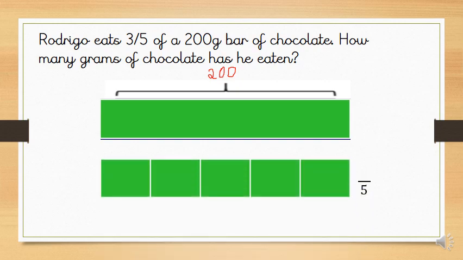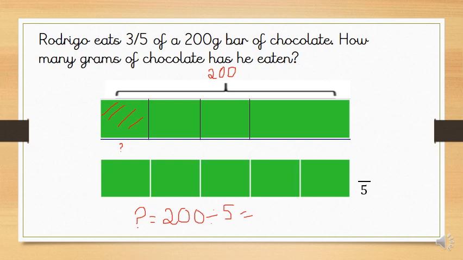Okay, so now we're going to split our bar into fifths. Well done, okay, because we're going to split our bar into fifths, and we don't want 1/5, we want 3/5. First thing we've got to do is work out what 1/5 equals. So if we turn that into a number sentence, something equals 200 divided by 5, okay? So stop and pause the video there and have a little think about how you're going to solve 200 divided by 5.